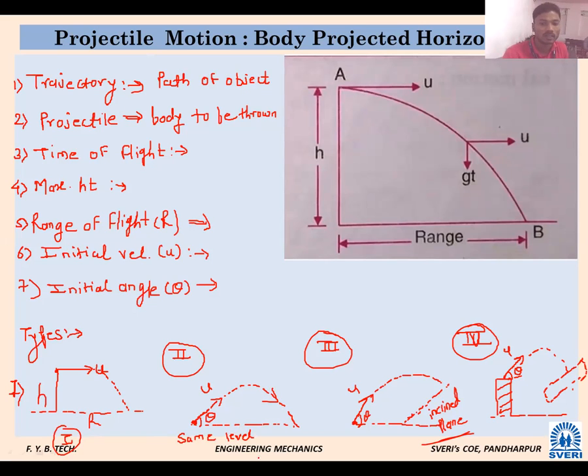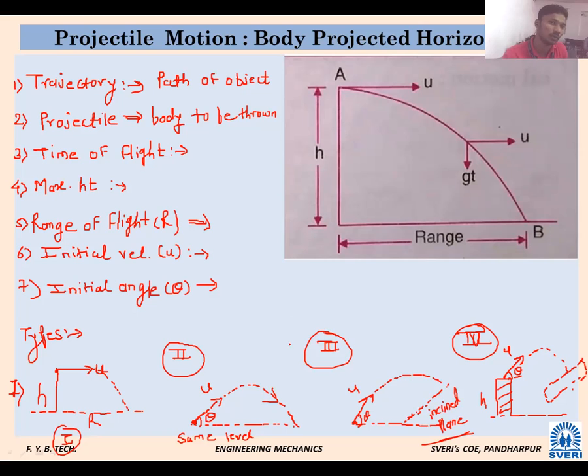In the third type, we throw the object from the ground level, but it is not going to come to the same level. It is going to be at some height, that is, we call it an inclined plane. And in the fourth case, we throw the object from a certain height, maybe height h, but it is not going to strike the ground, but somewhere else.